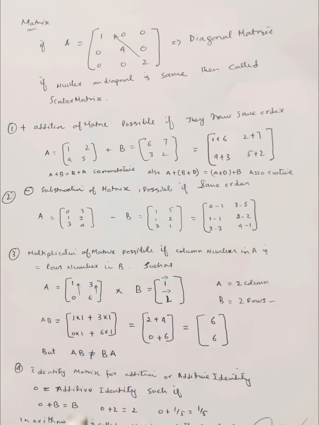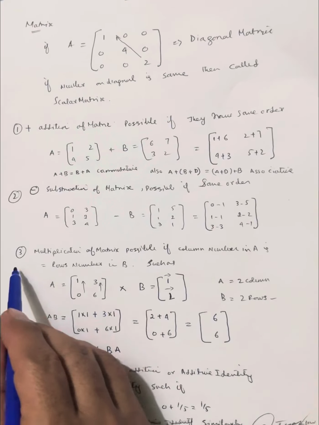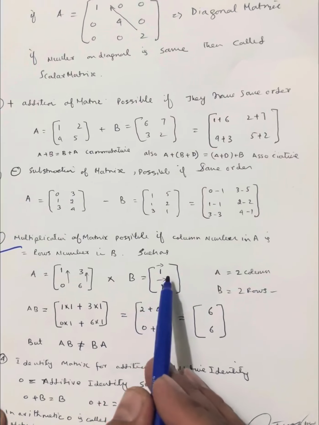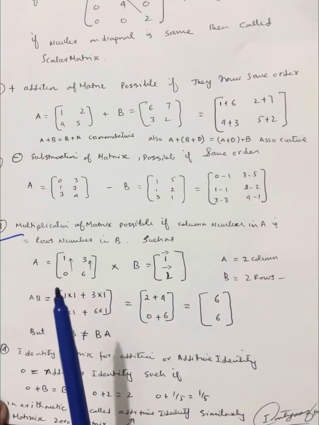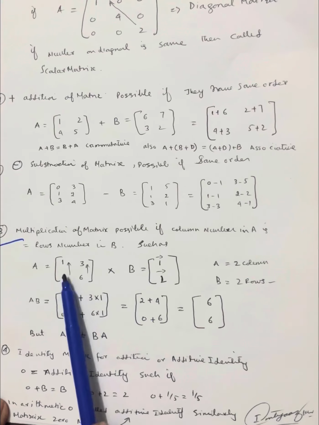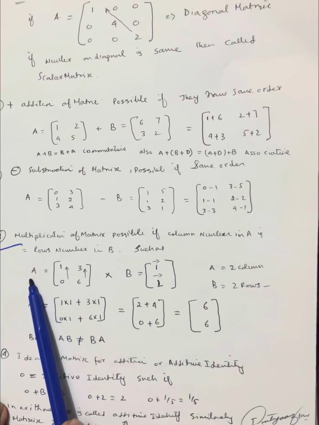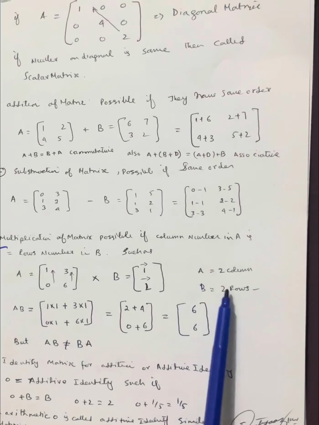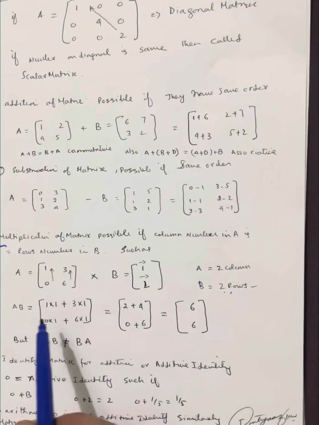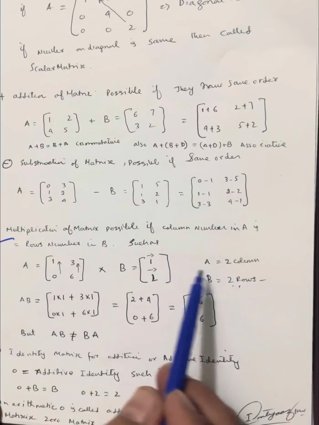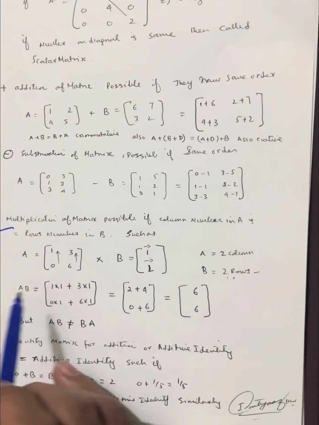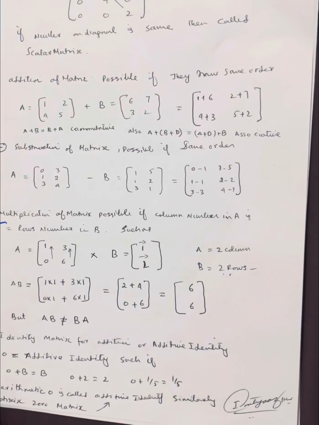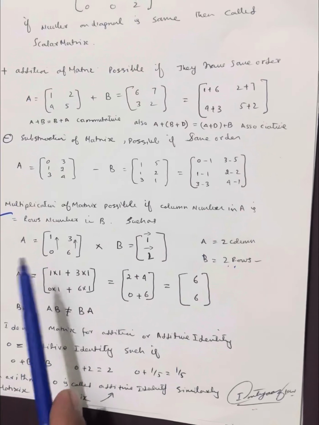Multiplication of matrices. It's the third one. Let's say A is a matrix 1, 3, 0, 6 multiplied by matrix B. Multiplication is possible if the number of columns in matrix A is equal to the number of rows in B. Then the multiplication is possible. Let's see. The number of columns in A is 2, and the number of rows in B is 2. So multiplication is possible. Let's multiply A by B.